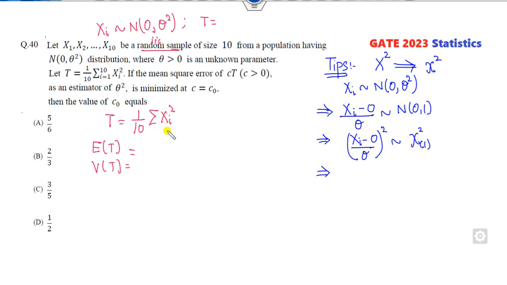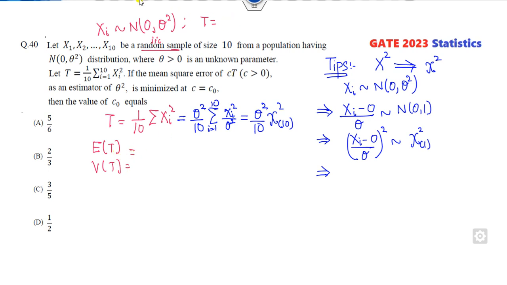Fine. Now can I write it in terms of here? If I multiply and divide by theta square, you can see this is x square over theta square. This is the same thing. So this is nothing but theta square over 10 times chi-square, where the summation is from 1 to 10. So that's why the degree of freedom is 10.